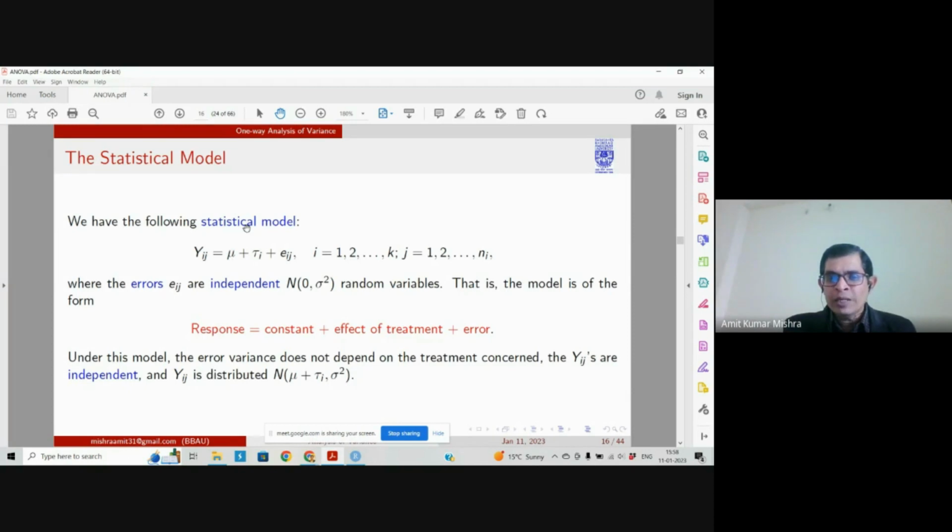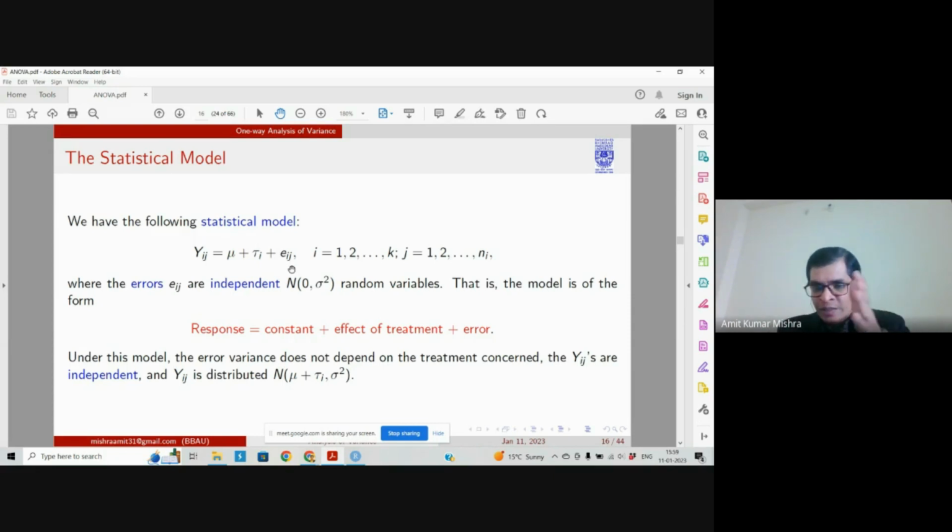Now, if you are working in the sales department, you will have some variation because of the pressure which you are feeling in the sales department. That we are representing by tau i. Tau 1 for sales, tau 2 for accounts, tau 3 for admin. And then there will be some random fluctuation because the data is coming from some distribution. So that random fluctuation I am denoting by Eij.